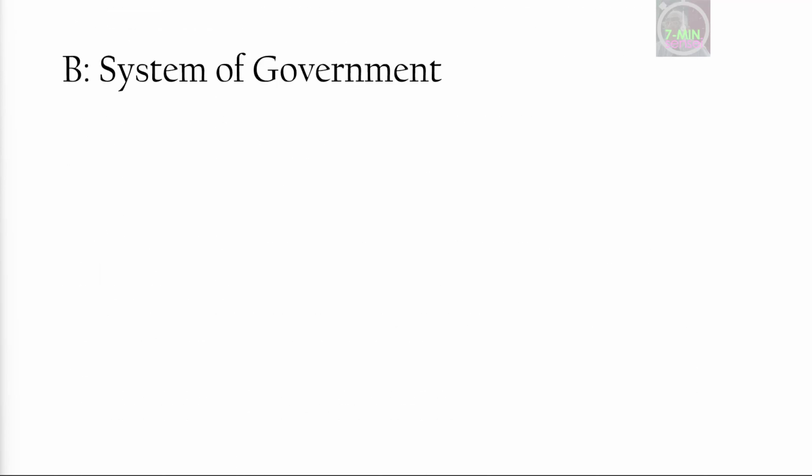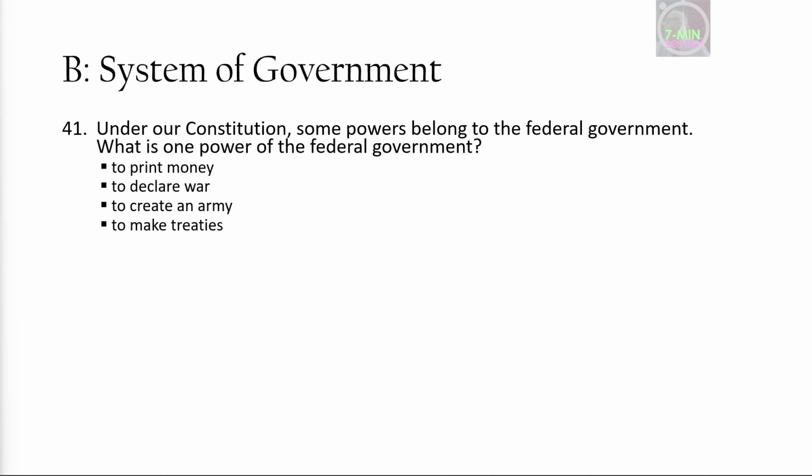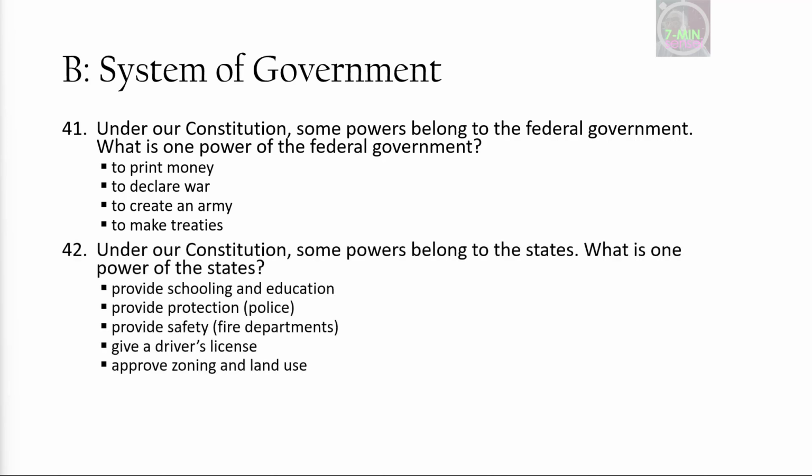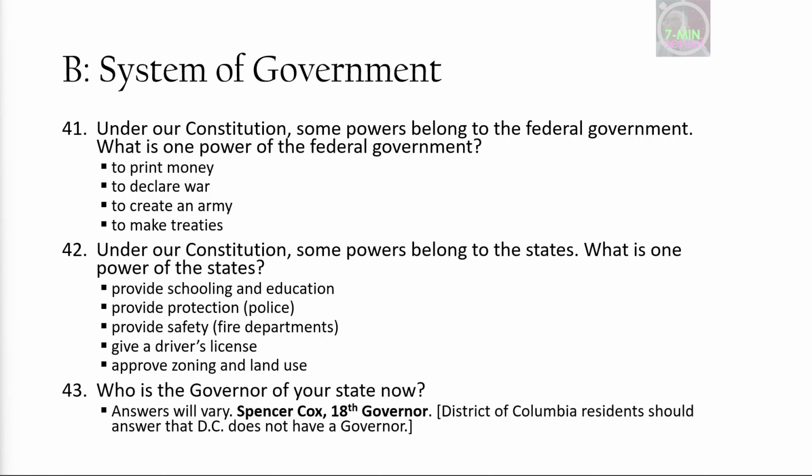B. System of government. Under our Constitution, some powers belong to the federal government. What is one power of the federal government? To print money. To declare war. To create an army. To make treaties. Under our Constitution, some powers belong to the states. What is one power of the states? Provide schooling and education. Provide protection, police, provide safety, fire departments, give a driver's license, approve zoning and land use.